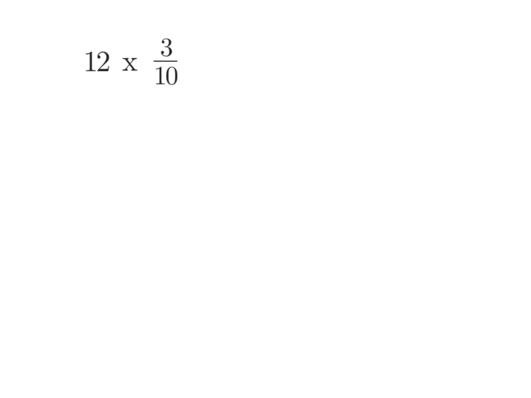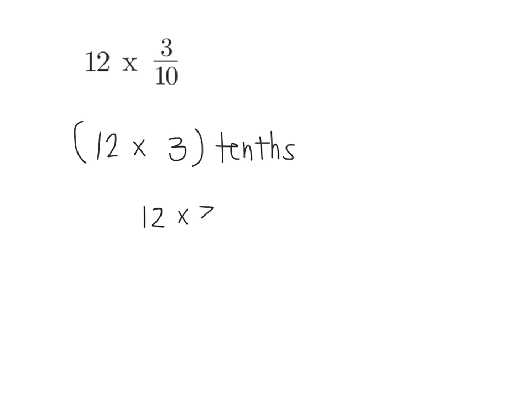Let's first write this in unit form. It's 12 times 3, what? Tenths. And the way I have it written right now, the parentheses are like that, right? Because 3 tenths are together. Do you guys see that? But I want to use the associative property. Instead, I want to group 12 and 3. Because then as a fraction, I can write it as 12 times 3 all over 10. And then I'm ready to solve.